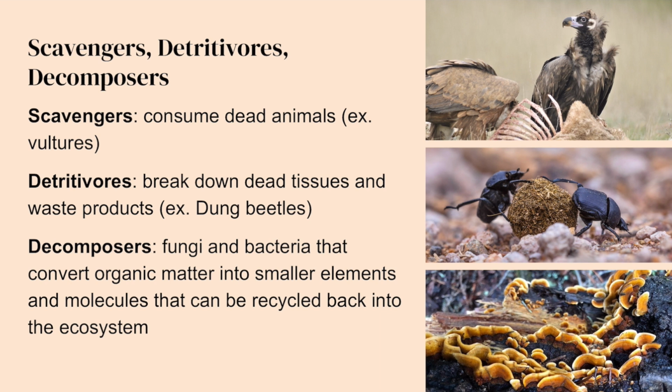So these three do slightly different things. Scavengers are things like turkey vultures, which we have a lot of around here. They consume dead animals. Then we have detritivores, which are also worms, but they break down dead tissues and waste products. Another example is dung beetles. And then we have decomposers, which are things like fungi and bacteria that convert organic matter into smaller elements and molecules. And those decomposers are really important because they take that dead organic material. So if some organism dies, whether that be a plant or an animal, decomposers will break it down at a molecular level into smaller elements, and that is what gets recycled back into the ecosystem.